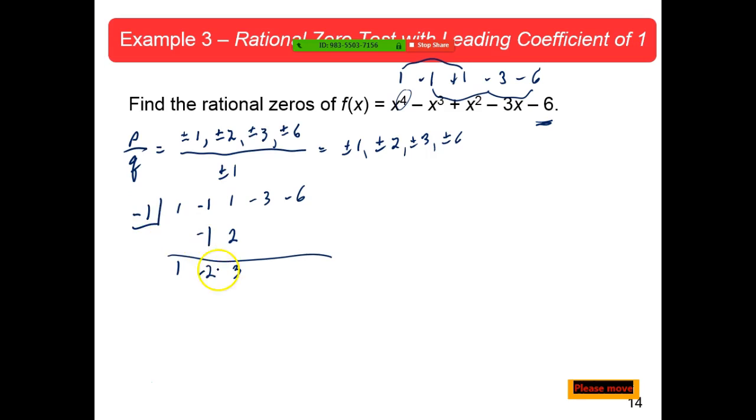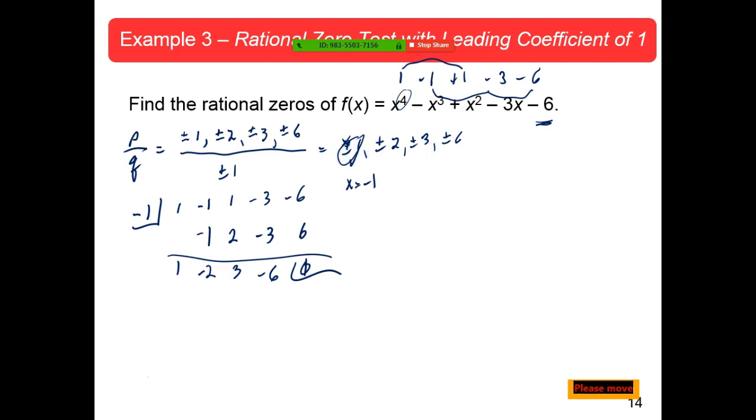And then you have you said a negative 3, and then you have a negative 6, then you have a positive 6, and then you have a ding, ding, ding, a 0. That means you found a rational zero, x equal negative 1. So there. Plus 1 was out, but minus 1 is in.